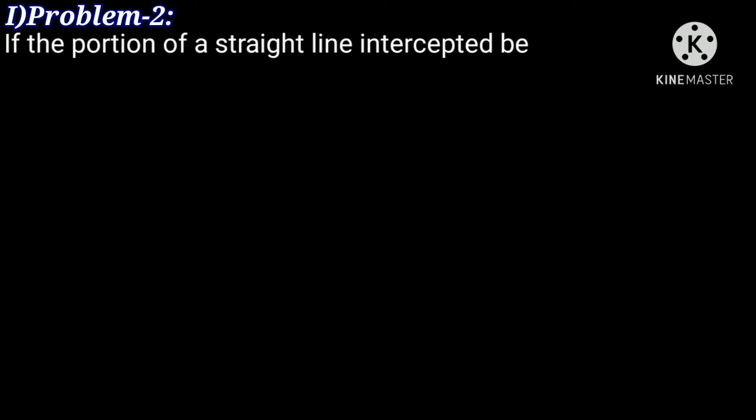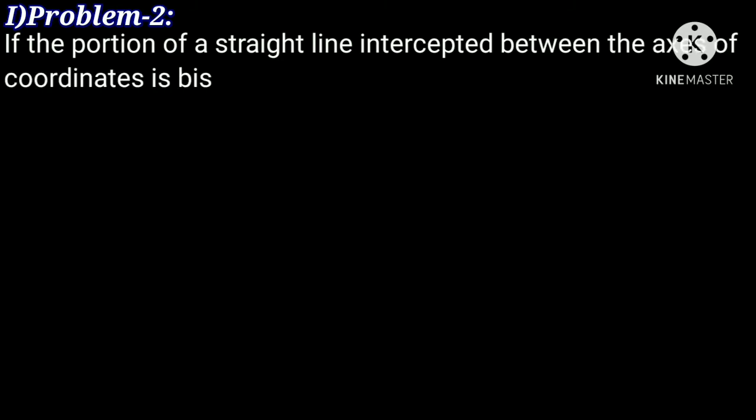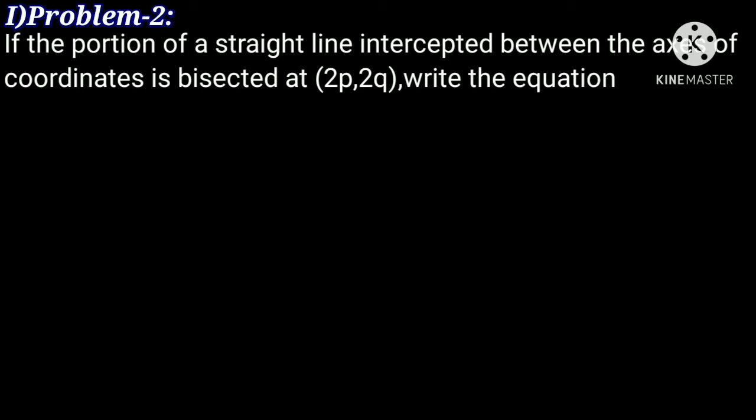Exercise 3b, section 1, problem number 2. If the portion of a straight line intercepted between the axes of coordinates is bisected at (2p, 2q), write the equation of the straight line. This is our given problem. In this problem, we have to find the equation of the straight line. For that, it is given that the portion intercepted between the axes of coordinates is bisected at (2p, 2q). From these, we have to find the intercepts. From that, we have to solve the problem.